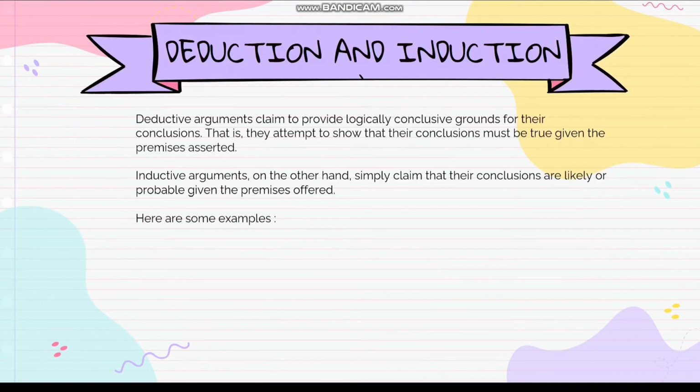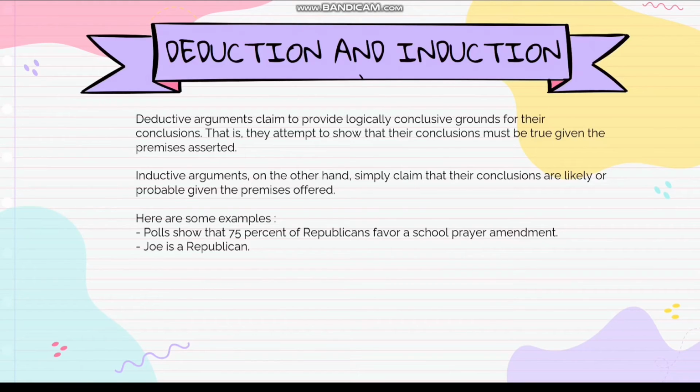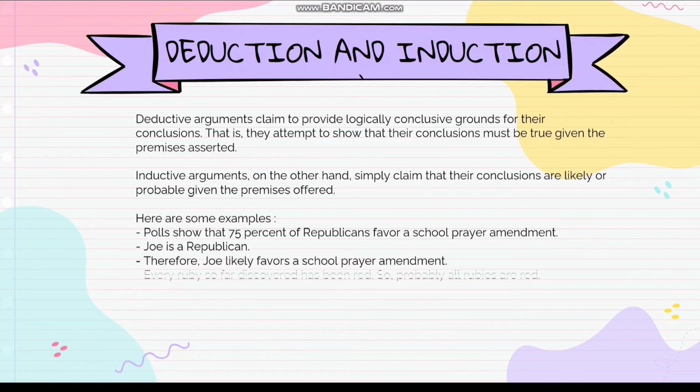Here are some examples. Polls show that 75% of Republicans favor a school waiver amendment. Joe is a Republican. Therefore, Joe likely favors the school waiver amendment. And every ruby so far discovered has been red, so probably all rubies are red.